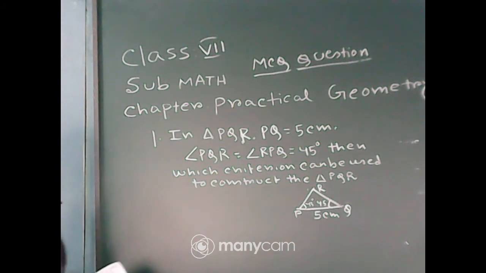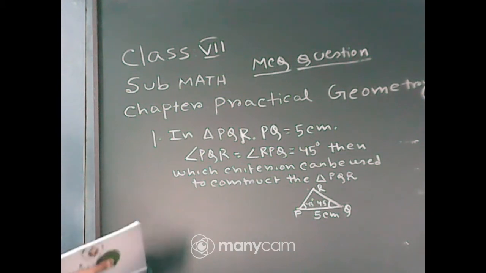Here PQR is a triangle where PQ is equal to 5 cm and angle PQR is equal to angle RPQ is equal to 45 degrees. Here the measures of two angles and the length of the side included between them is given. So angle-side-angle criterion can be used to construct the triangle PQR.